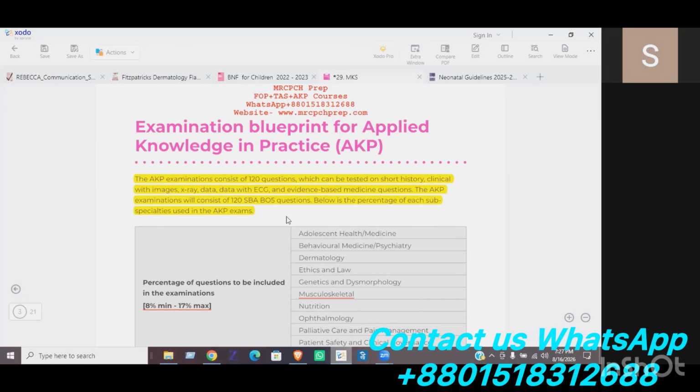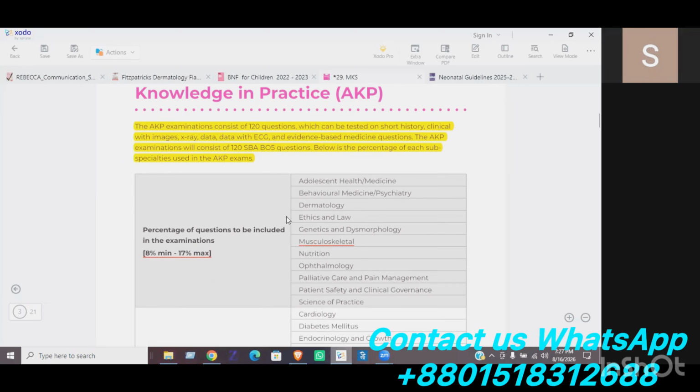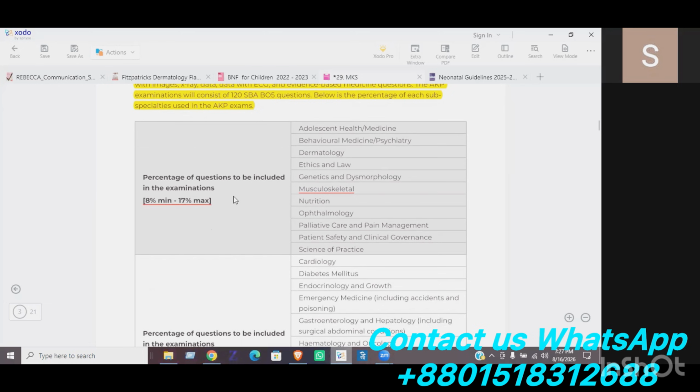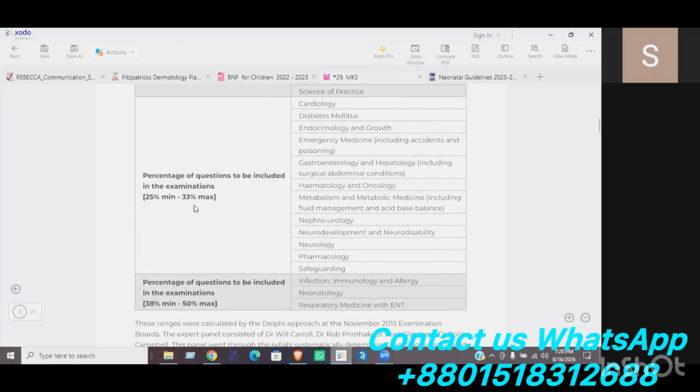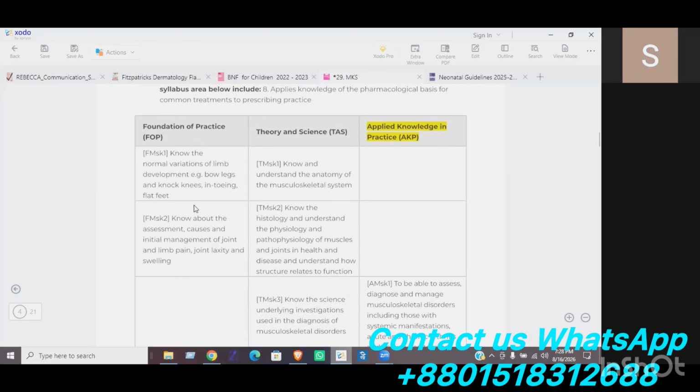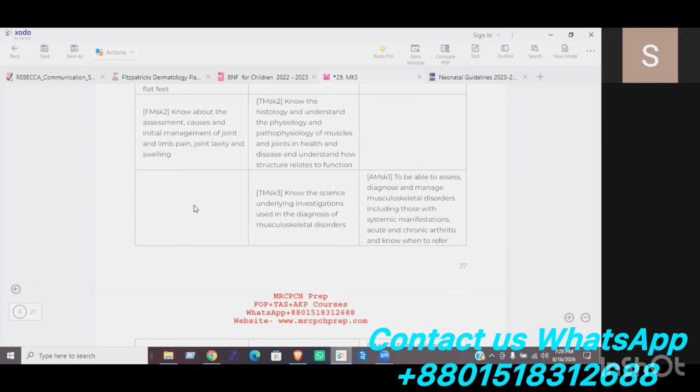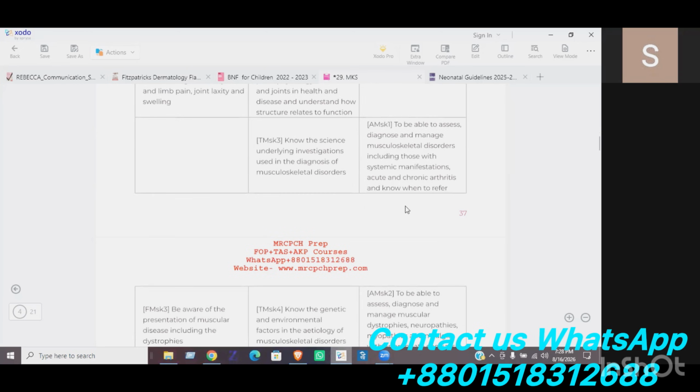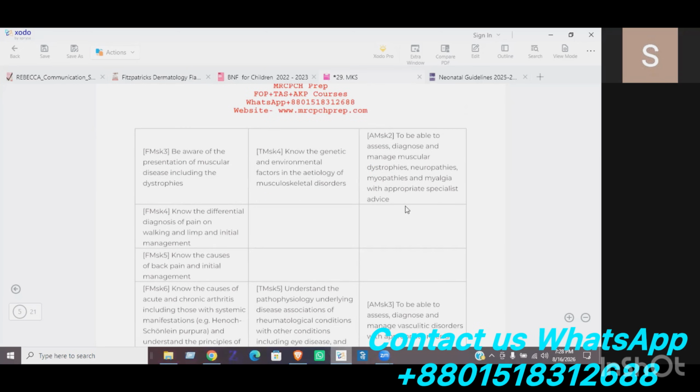Let us start. This is the RCPCH syllabus, which is important for the MRCPCH Part 2 exam. The percentage of questions on the musculoskeletal system in the AKP exam is 8 to 17%, which is most important. The syllabus is to be able to assess, diagnose and manage musculoskeletal disorders in systemic conditions.